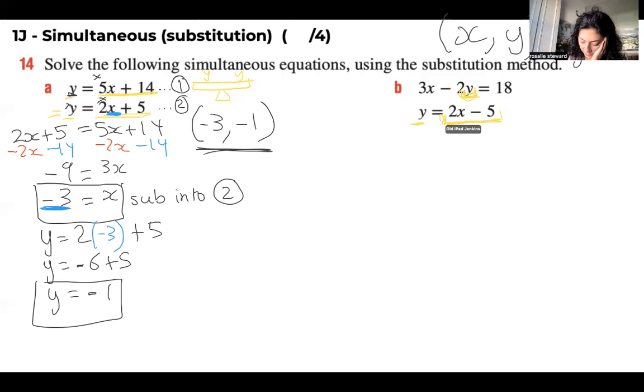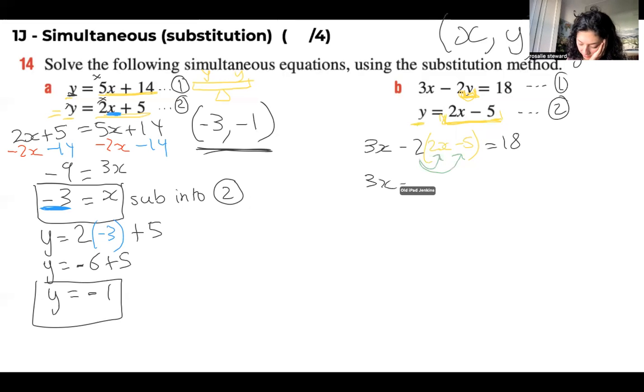So what I've highlighted there, that's what I'm substituting. Let me rewrite that. I'm going to call this equation 1, equation 2. So 3x minus 2, and instead of writing y, I'm going to write 2x minus 5, equals 18. Then you just expand like normal, always expand your brackets out first. That's pretty much the first thing you ever do. So 3x minus 4x, and then -2 multiplied by -5 is 10. Be careful of your negative signs there, a lot of us make mistakes. And then that equals 18.